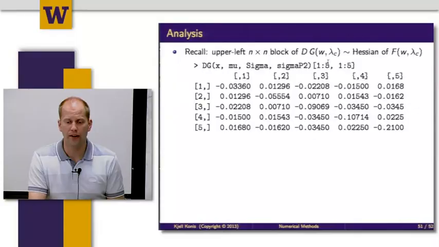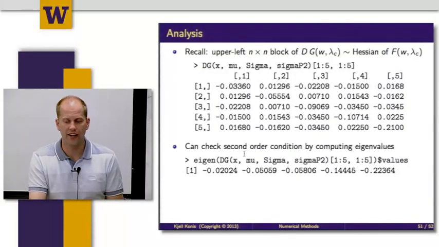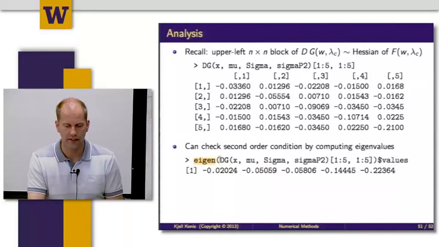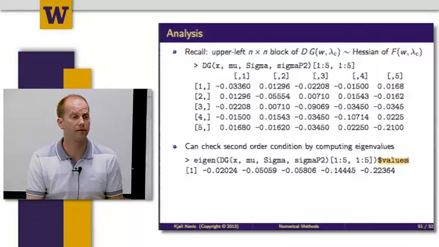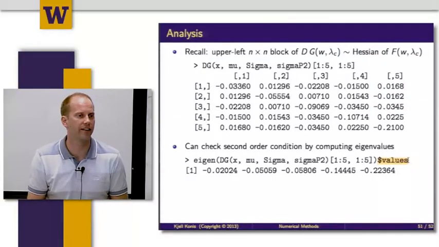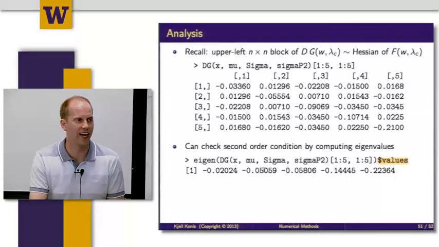The computed point, W sub c, will correspond to a maximum if this matrix is negative definite, and a minimum if this matrix is positive definite. The way we can check that is, because this is just a matrix of numbers, I can just compute its eigenvalues. So I use eigen to calculate the eigenvalues. This is just the code to generate this matrix here, and then the $values component gives it. The eigen function will also give me the eigenvectors, but I'm not really interested in that right now.